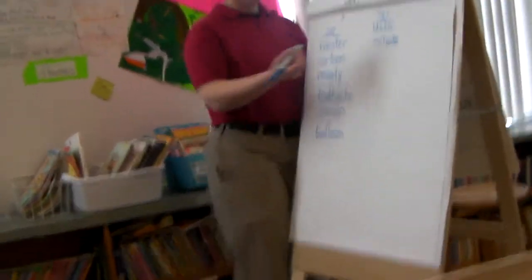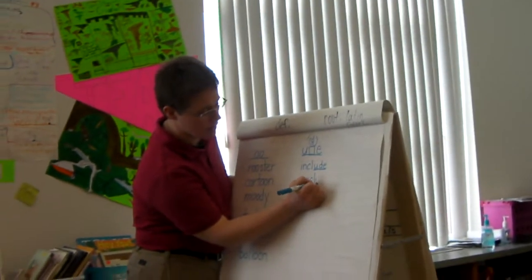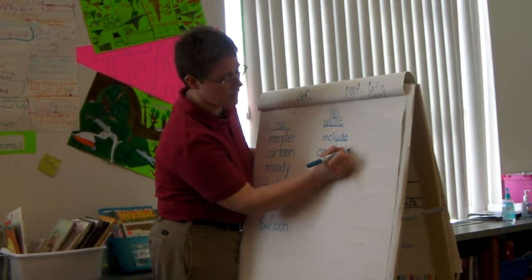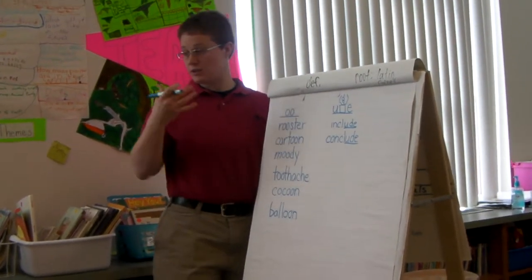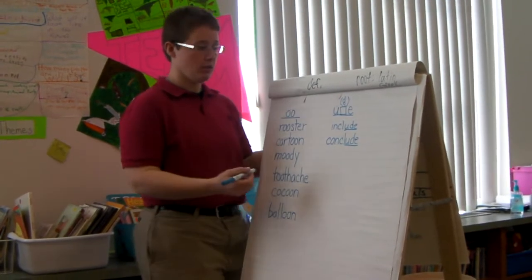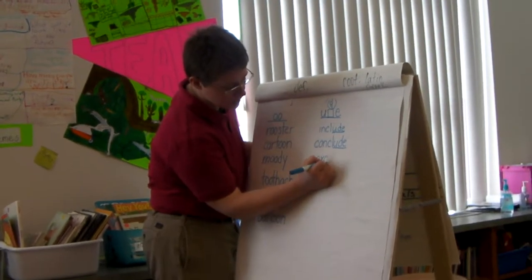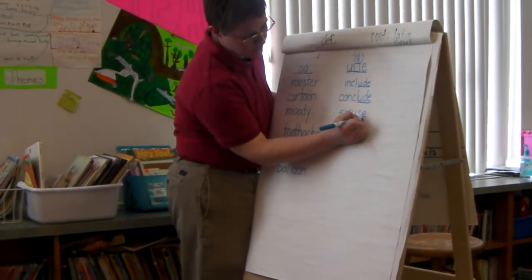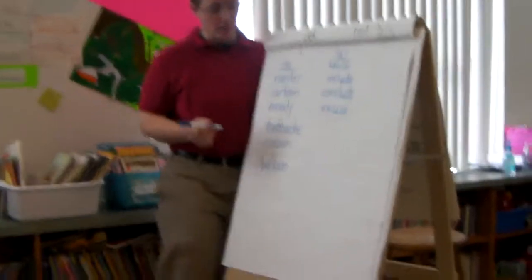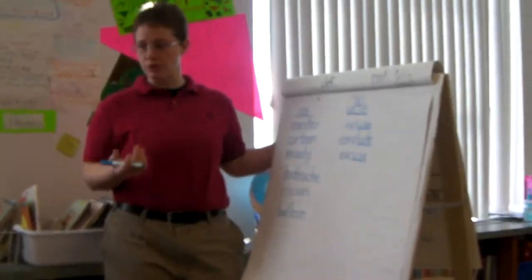We also have conclude. The ending is the same as include. C-L-U-D-E. See this right here? Conclude. That means to finish, to come to the conclusion, to conclude. We have the word excuse. That's not a D, but it's an S. Excuse. See that right there? It's an S in there. But you hear this U sound? It sounds like U or oo. Include.